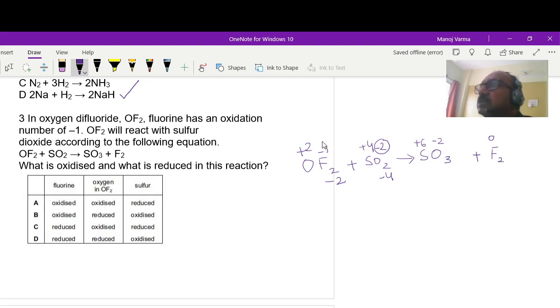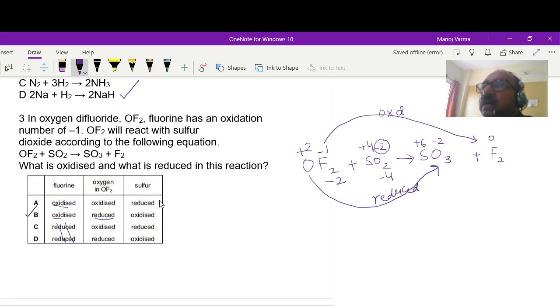Now we can easily decide what is oxidized and what is reduced. Fluorine: see, from -1 to 0. So there is an increase, so it is oxidized. So these two, but this cannot be correct. So the answer will be either A or B. Now oxygen in OF2 is +2 and it is changing to -2. So it is reduced, right? So obviously this should be the correct answer.